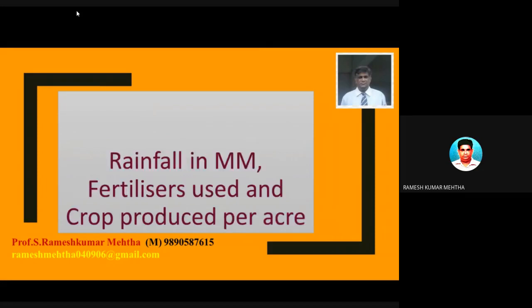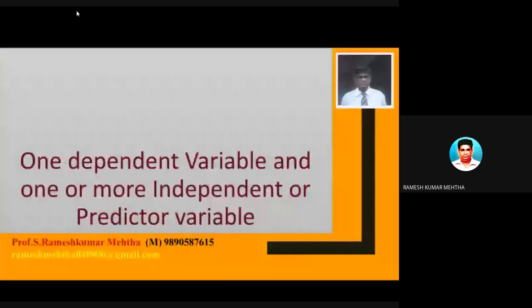In the same fashion, we are going to talk about another example, where I have added one more independent variable, which is fertilizer. So rainfall plus a good amount of fertilizer will have a good impact on the crop produced, and an adverse impact will be there if there is inadequate or scarce rainfall and less fertilizer is used. So here, as you have discussed, one is the dependent variable and one is the independent variable, which is also called the predictor variable.